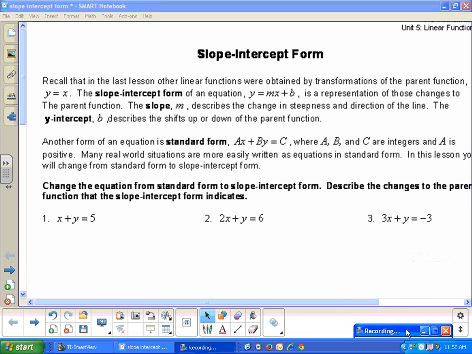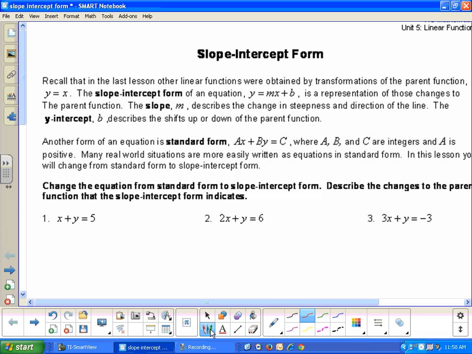We talked about transformation of the parent function. We need to recognize slope-intercept form, which we've already said is y equals mx plus b, where m is your slope and b is your y-intercept. Underneath where it says y-intercept, I want you to put start, our starting point. This is where you will start when you are graphing.